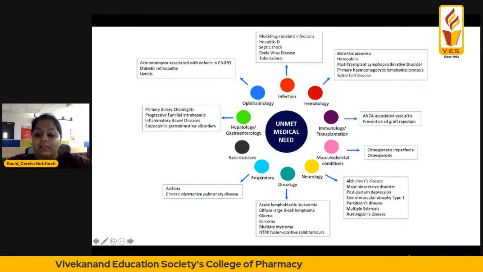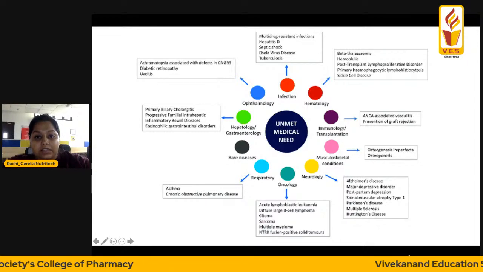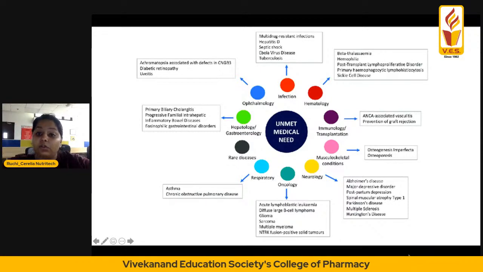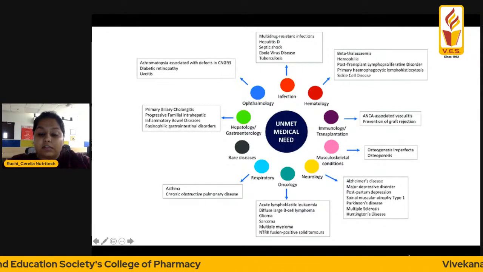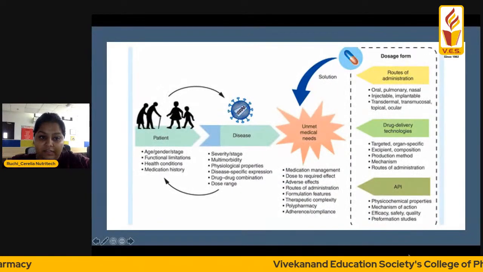If you are very inclined towards a specific disease, look at those diseases, check what is available, talk to people who are actually affected with those diseases, talk to doctors who are treating those diseases, talk to nurses, talk to primary healthcare workers, and see what problems they are facing.